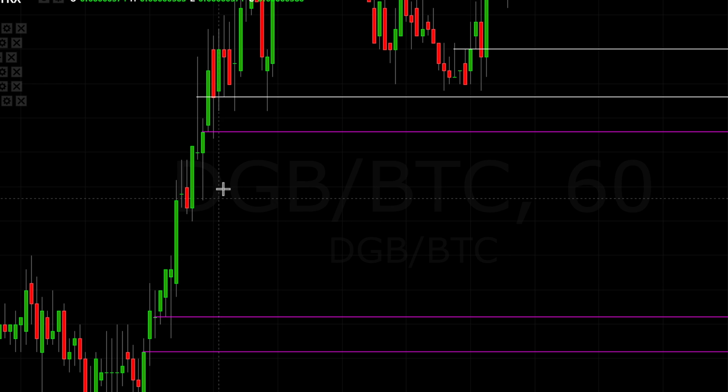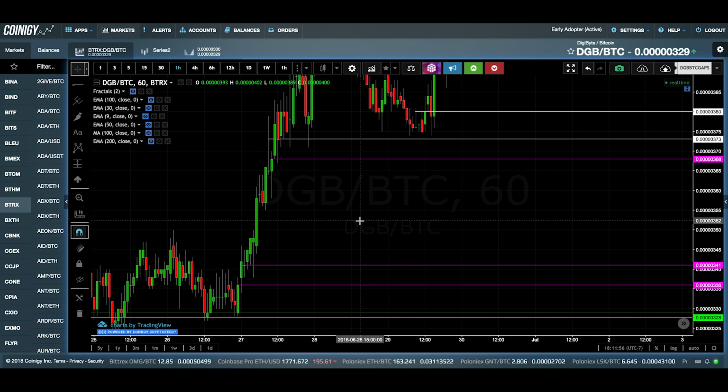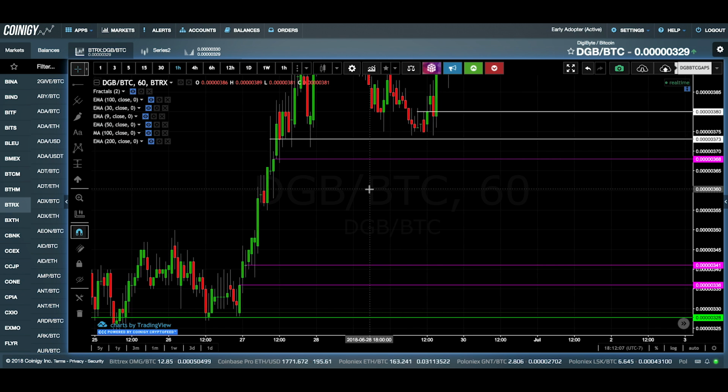As the price continued to rise, it left several gaps. The purple lines, I use those to mark the 1 hour time frames. The white lines, I use to indicate a 4 hour time frame gap.